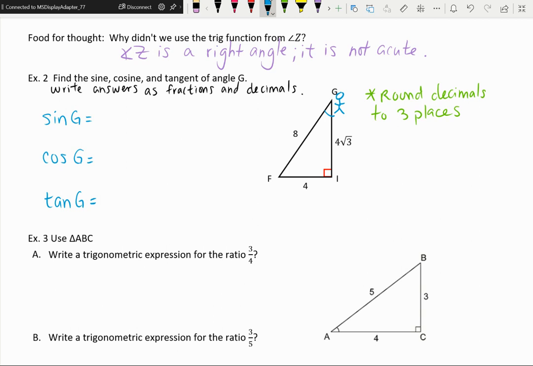All right. Hypotenuse is going to be 8. It is across from the right angle. So I go to the right angle, I go to the longest side in the triangle across from it. That's the hypotenuse.